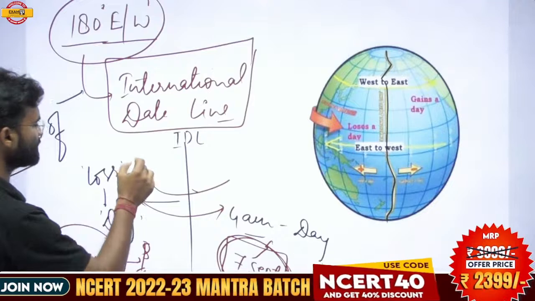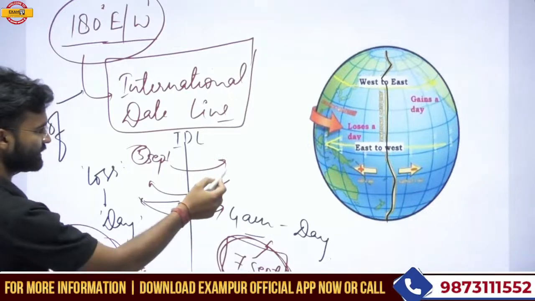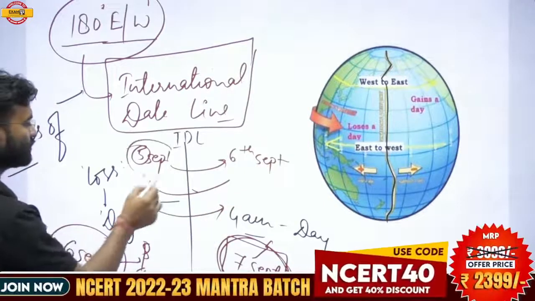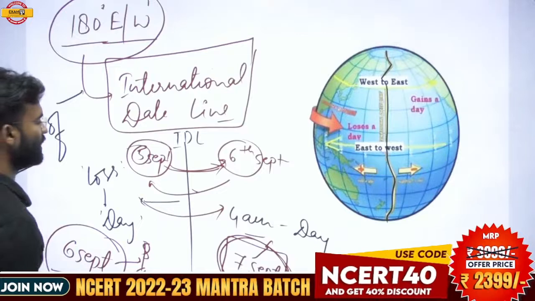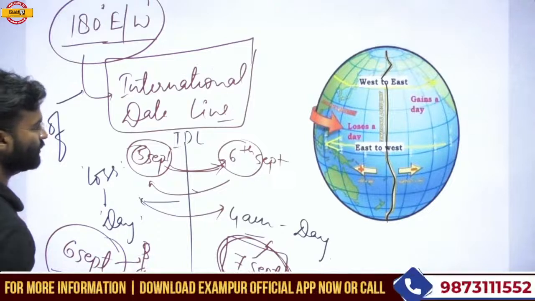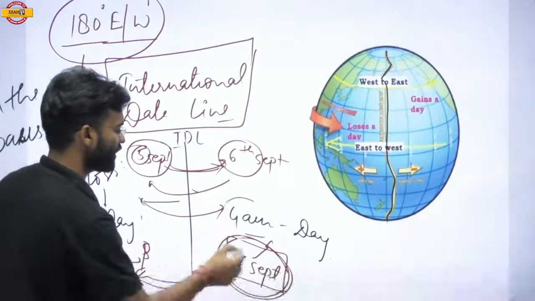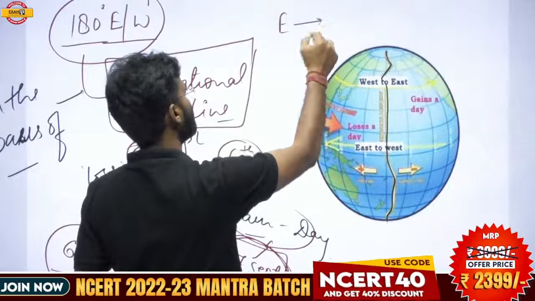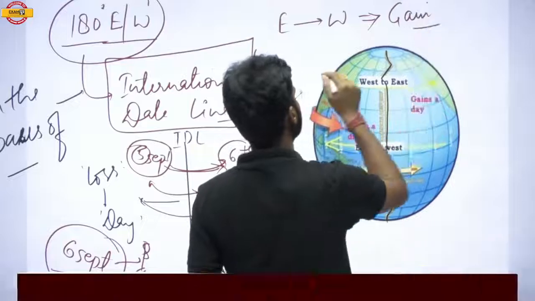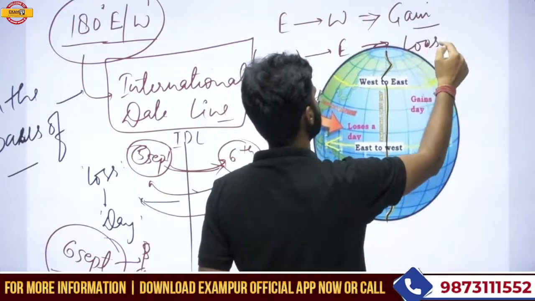If any person is living in this section on the 5th of September, and the person moves in this direction, this zone experiences the 6th of September. So the person will lose one day when moving from west to east. So when you move from west to east, you will lose one day. And if you move from east to west, then you will get one day extra. You can understand here: if you move from east to west, you will gain one day. If you move from west to east, you will lose one day.